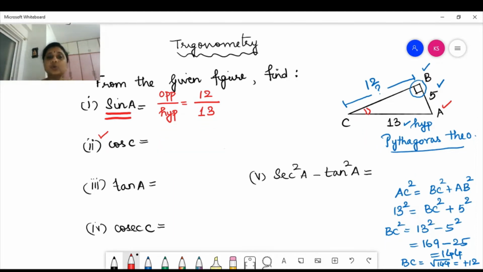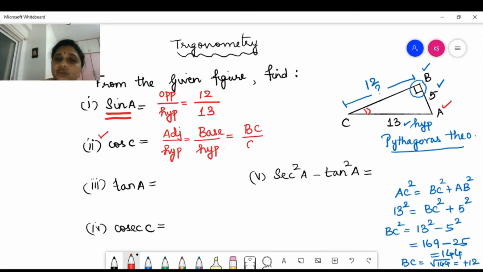So now let's move on to the second part. We are going to find the cosine of angle C. Now what is a cosine of an angle? It's the ratio between the adjacent side of the angle by the hypotenuse of the triangle. That is the base with respect to angle C by the hypotenuse, right? Now, which is the side that's adjacent to angle C? That is nothing but BC divided by the hypotenuse, which is going to be CA or AC.